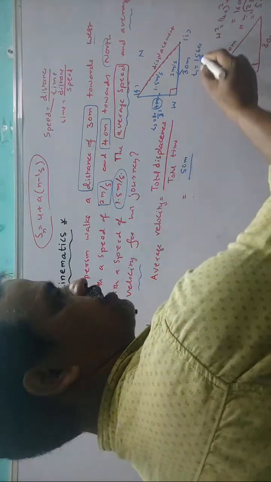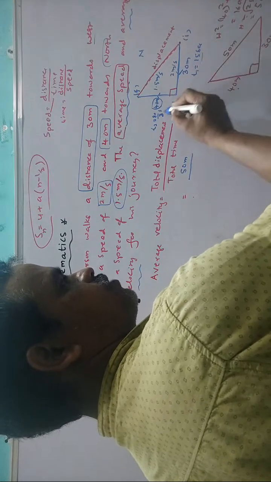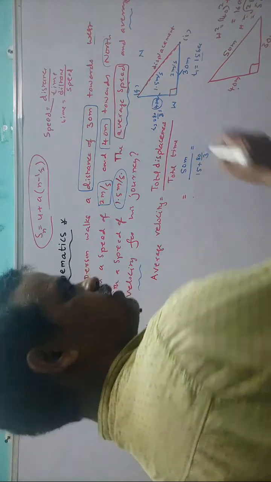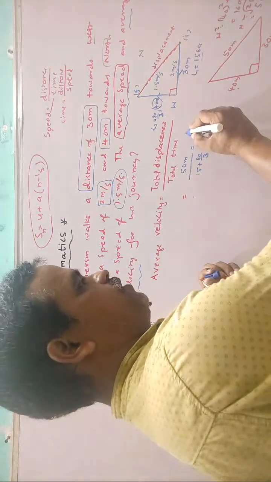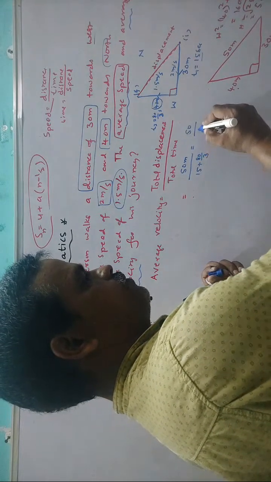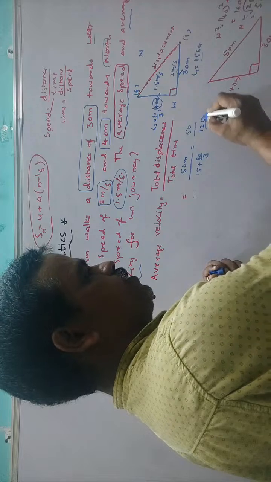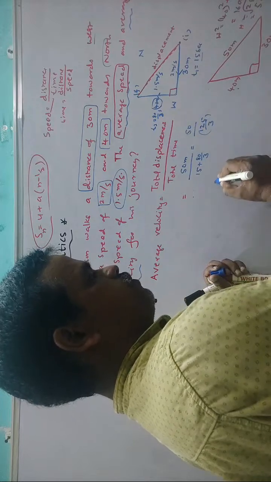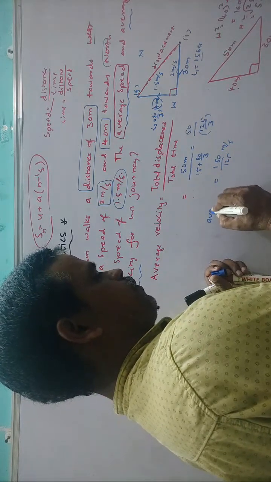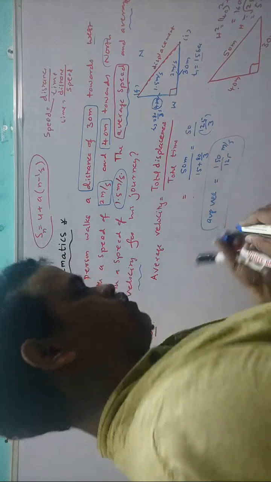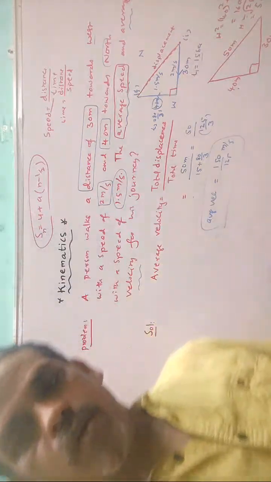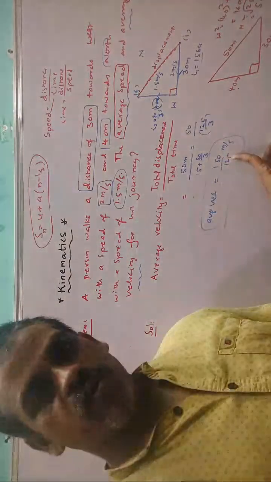So we can substitute here total displacement, 50 meter. Already we have this one 15 seconds, and this one 80 by 3 seconds. 15 plus 80 by 3 seconds. So here 15 times 3 is 45, 45 plus 80, 125 by 3. This is a fraction in the denominator, so it goes up: 150 by 125 meter per second. This is the average velocity. Have you understood?